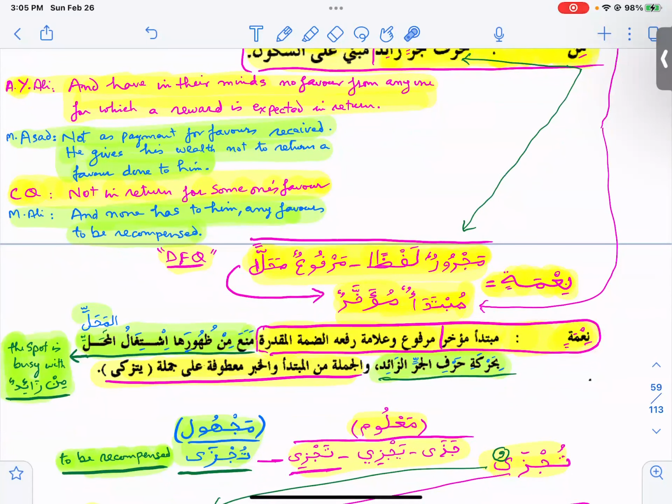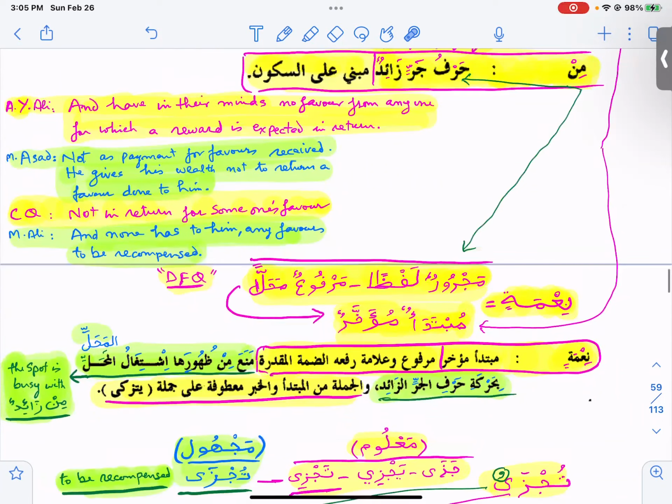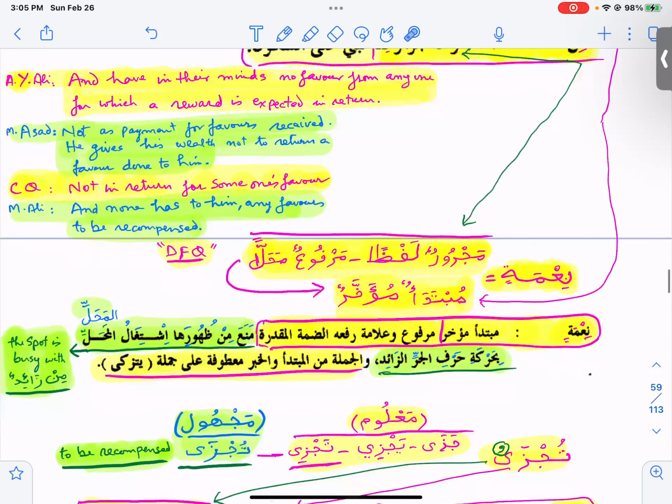Marfu'un wa alamatu rafihi dammatul mukaddara. Estimated. Mana'a min zuhurihā ishtighalul mahalli bi harakati harfi jarrin zaida. Yeah, that place, the spot is busy with min zaida, so we cannot change it to marfu'. Majrurun lafzan, marfu'un mahallan. We cannot make it marfu' because the place is busy because of min zaida, harfu jarrin zaida. That is why I just put down more here to make you understand, inshallah. Alhamdulillah.